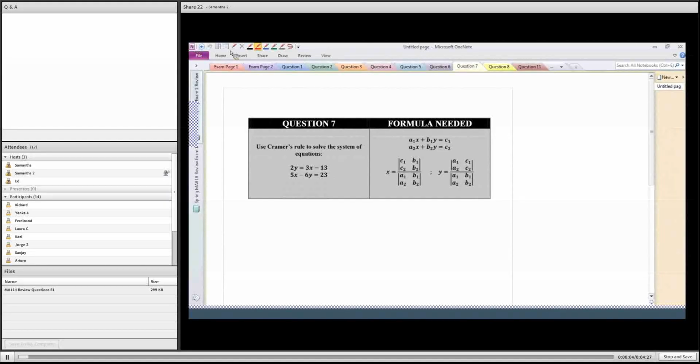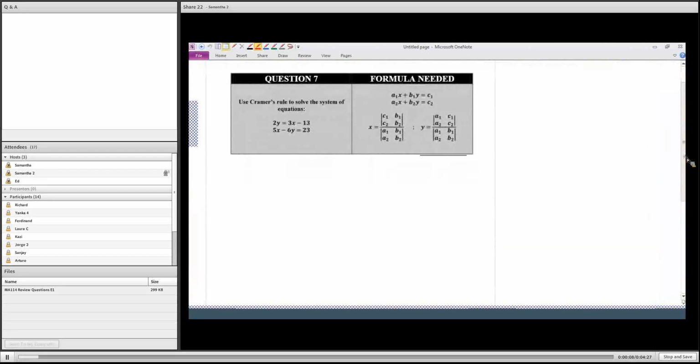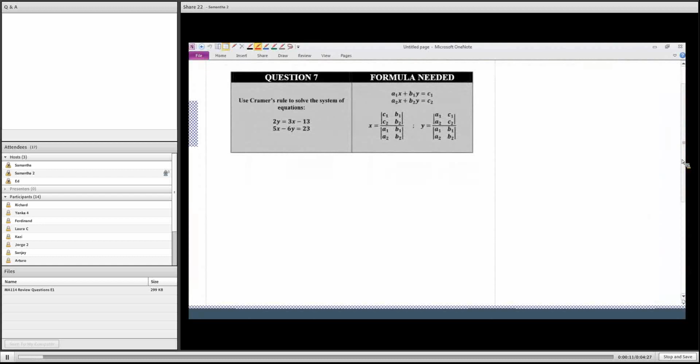And again, we're going to use Cramer's rule. So you first off want to make sure that you're in standard form. And you notice that you are not in standard form. So what we have to do here is get both of these equations into standard form.